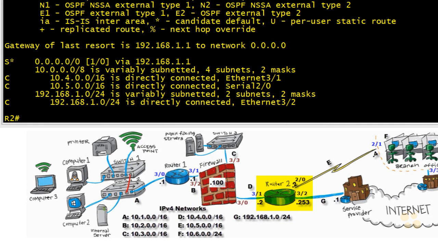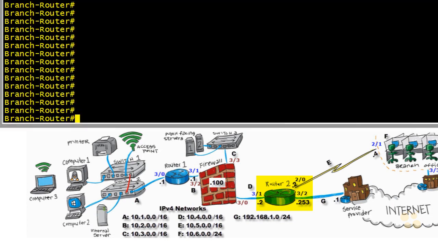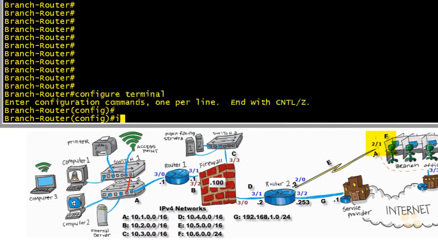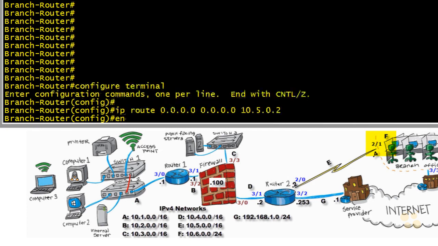So we have one more router to do, and that's our branch router. So let's go out to the branch site. And we'll go into configuration mode on the branch router, and we'll use the command IP route. We'll specify the default route, and we'll say that 10.5.0.2, which is router 2's IP address, is going to be the next hop.